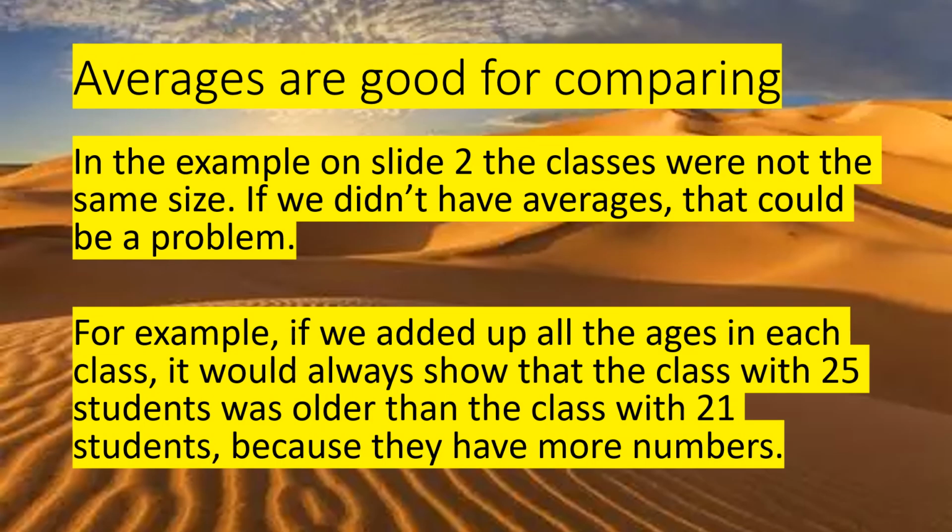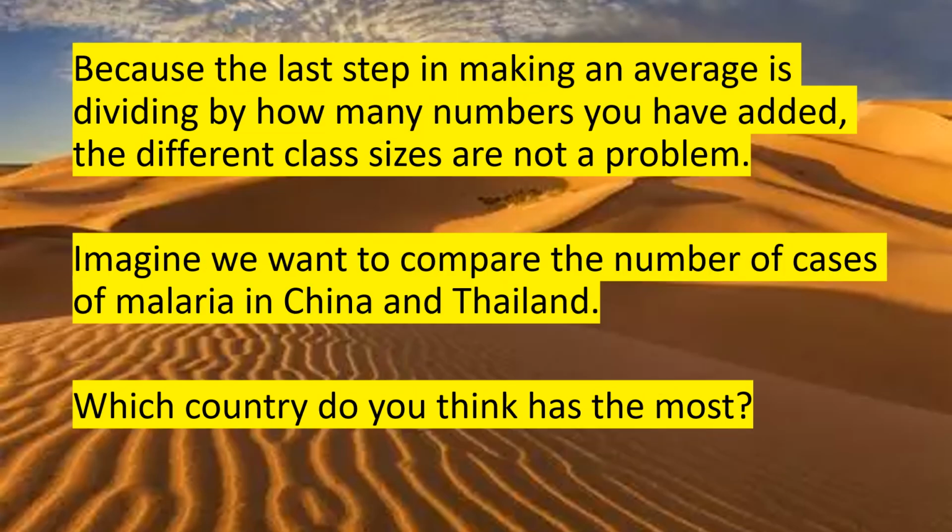In the example before, the classes were not the same size. If we didn't have averages, that could be a problem. For example, if we added all the ages in the class, it would always show that the class with 25 students was older than the class with 21 students because they have more numbers. Because the last step in making an average is dividing by how many numbers you've added, the different class sizes are not a problem.